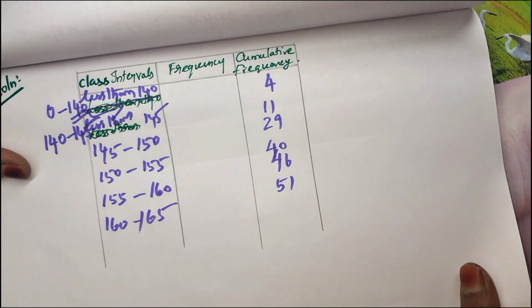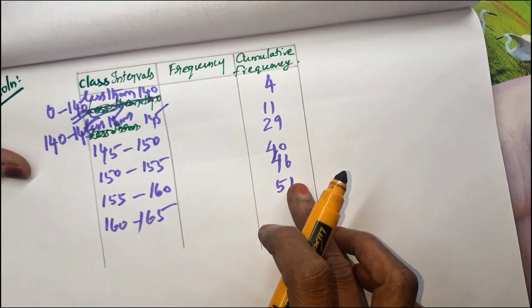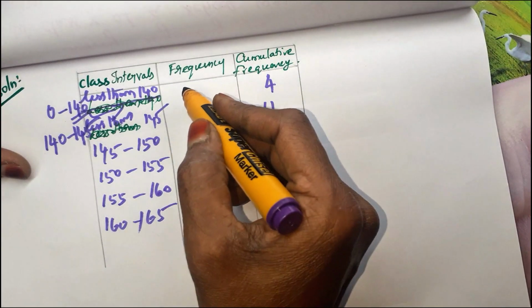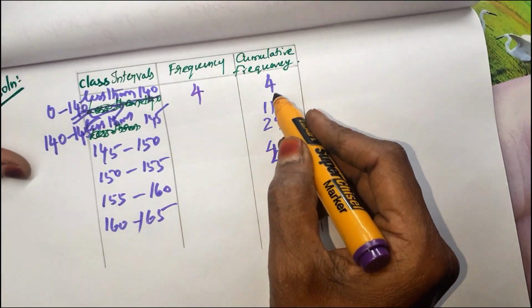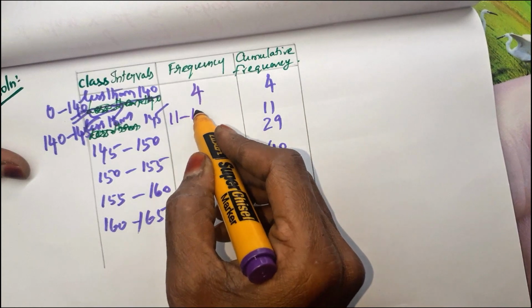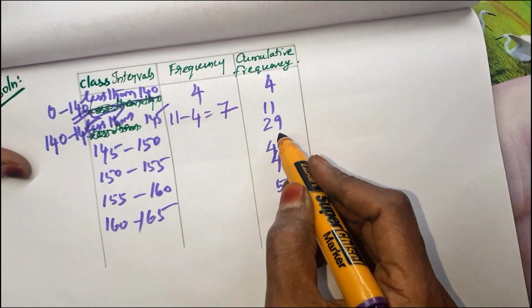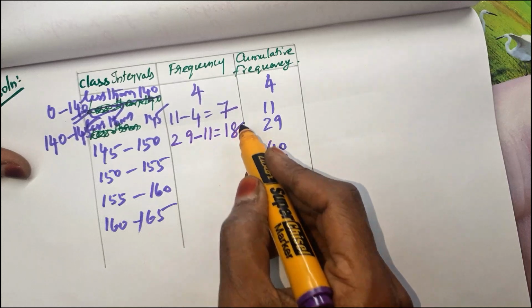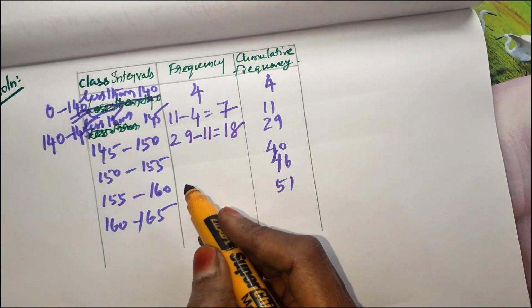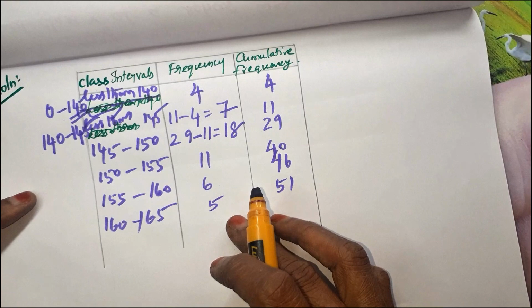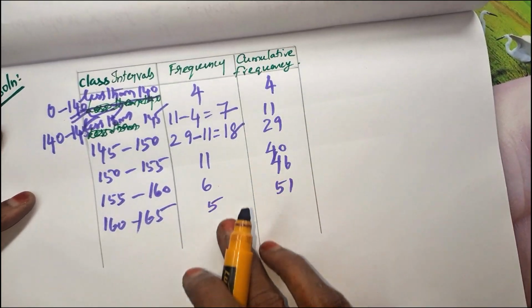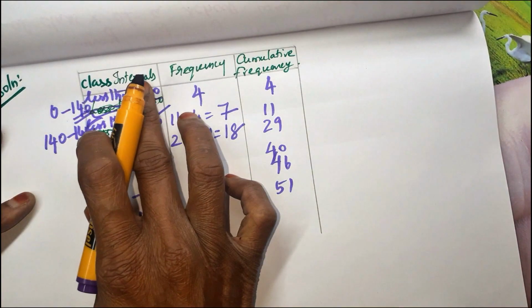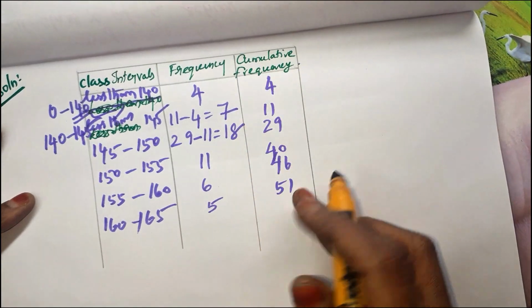Now we have to write down the frequencies. We have to find them from this cumulative frequency. The first frequency will come as it is. The second one is 11 minus 4, which is 7. The third one is 29 minus 11, which is 18. Like that we have to write all the frequencies. So I have written all the frequencies, the class intervals, and the cumulative frequencies.